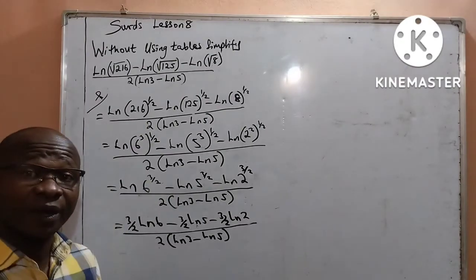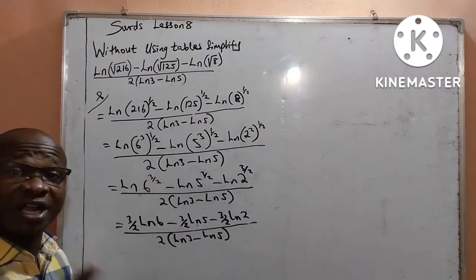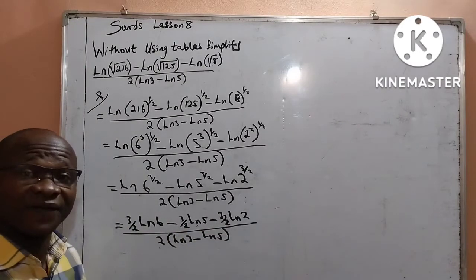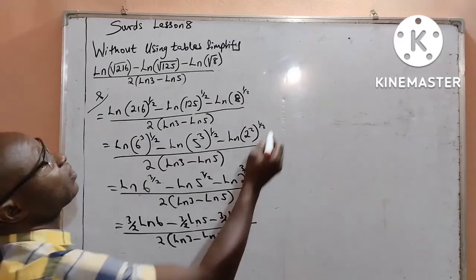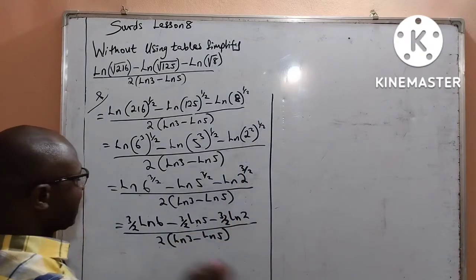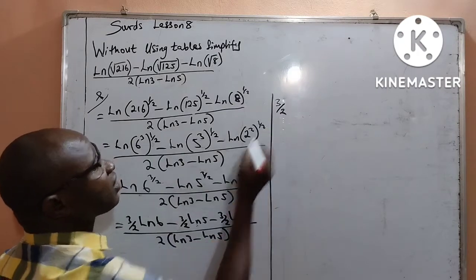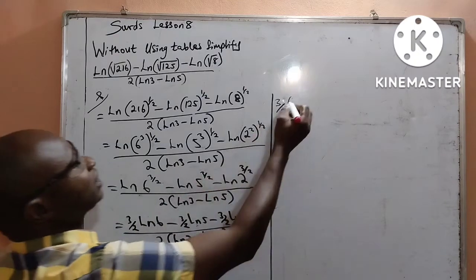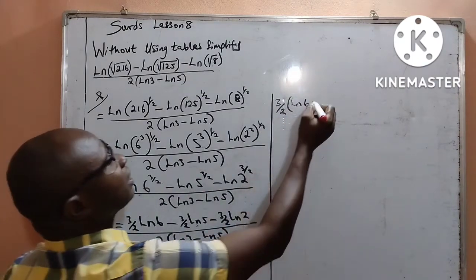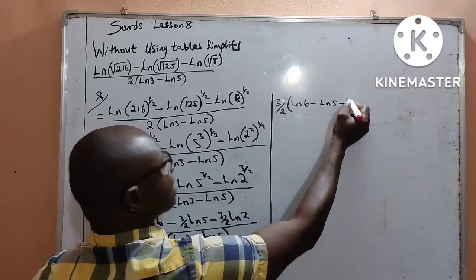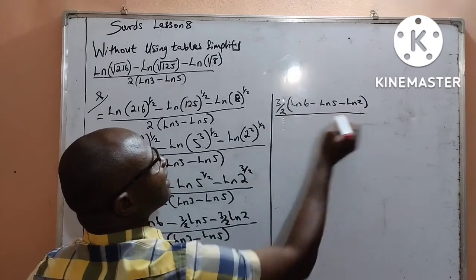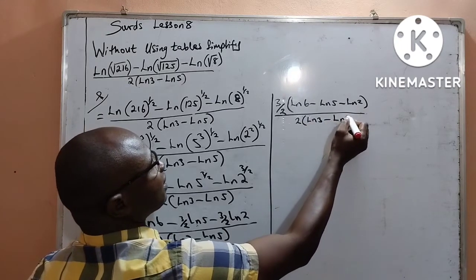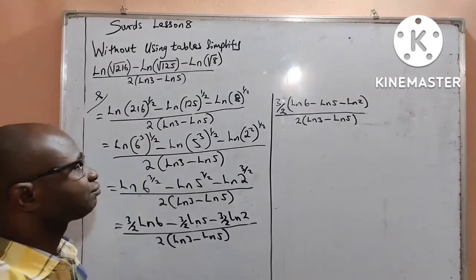Next, you can see that in all the expressions at the numerator, I have 3 over 2 behind them. Therefore, I can factor 3 over 2 outside. When that happens, what you will see is 3 over 2 factored out, leaving me inside the bracket with ln 6 minus ln5 minus ln2, everything still divided by 2 into ln3 minus ln5. That is what I have now left.